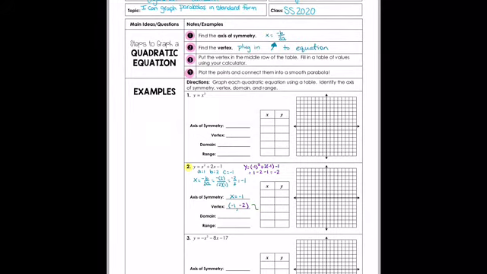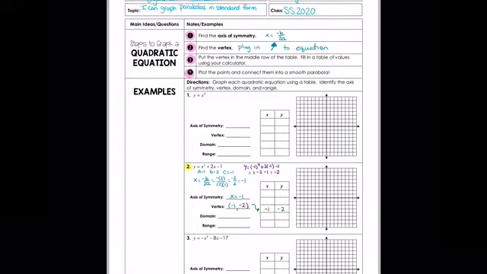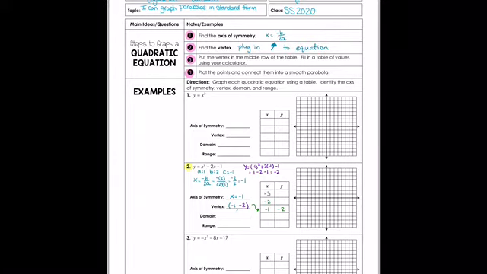Then that's going to be the value that you put in the center of your table. So -1, -2 is the center, is the vertex. And we're going to put x values in that are both to the left and to the right of that value. So counting down, we would have -2 and -3. Counting up, we'd have 0 and 1. Those are the x values that we're going to find when we go to our table.